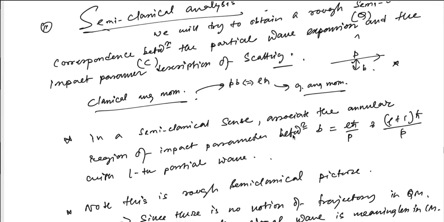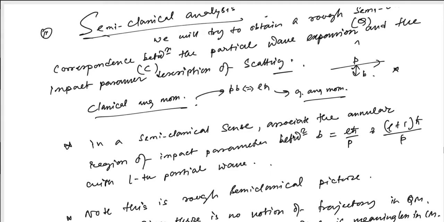Okay, first we note that classically the angular momentum of the incident particle with respect to the scatterer is Pb, because this is the scatterer, this is the impact parameter b, and p is the linear momentum. So if I calculate from this point, Pb is the angular momentum. The correspondence with quantum mechanics is that this classical angular momentum should be compared with the quantum angular momentum, which is L h bar.